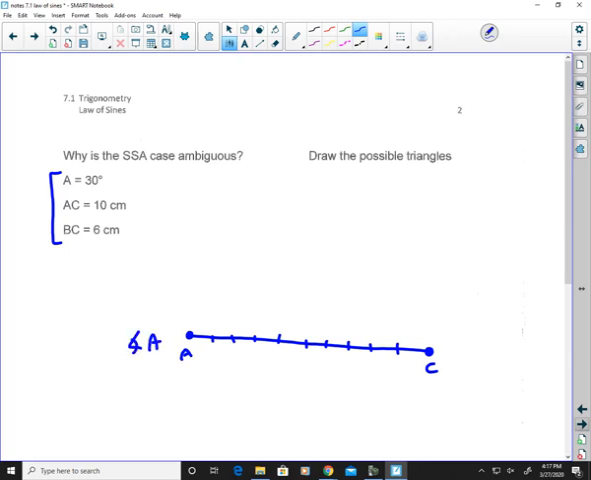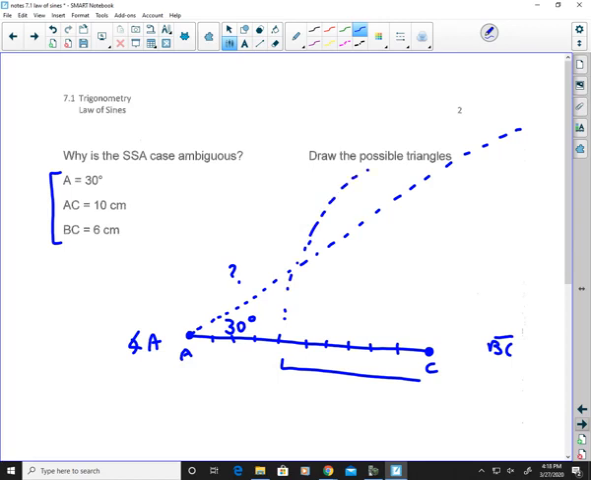And then I told you that angle A is supposed to be 30 degrees. So I would have you take out your protractor and measure 30 degrees, and draw that line going out a long, long way, because we don't know how long that line's going to be. But we do know that segment BC is going to be 6 centimeters long.